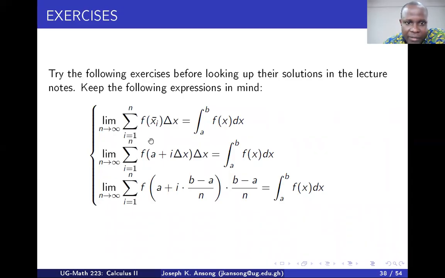Okay. So before you do them, keep this in mind. These are equivalent. They are all the same thing. This is the definition of the definite integral, which we just showed. This is an expansion of this. I'm just saying that x_i bar can be written using the right endpoint, which is this. And of course, this is also the same as this because delta x is just defined as b minus a over n. That's all. So these three are equivalent. So just keep that in mind.